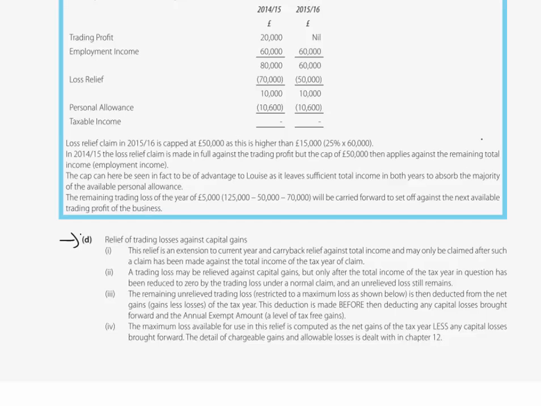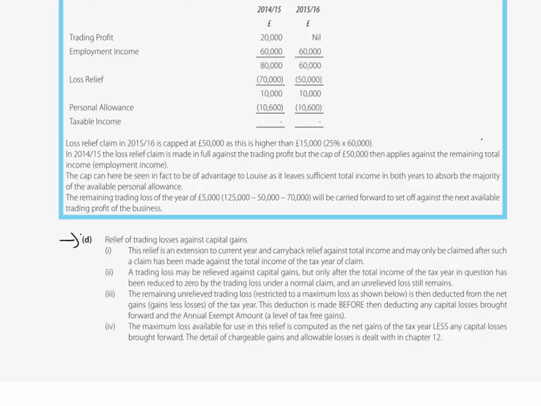Now, I know, at this point in time, we don't yet know how to calculate a chargeable gain, how to calculate an allowable capital loss, and how to work out capital gains tax. No, we don't know that. But we don't need to at this stage to be able to understand the nature of this relief and what it allows you to do. When we come obviously to Chapter 12 and we deal with capital gains, then we'll see more detail in relation to that.